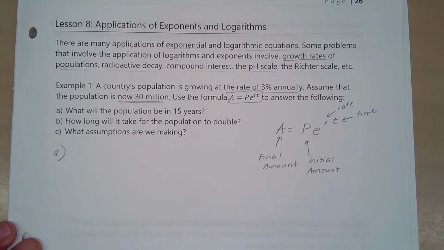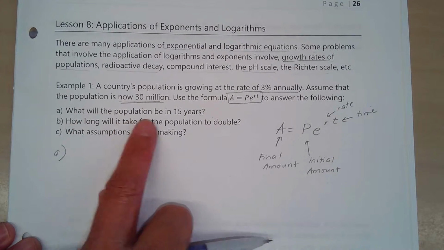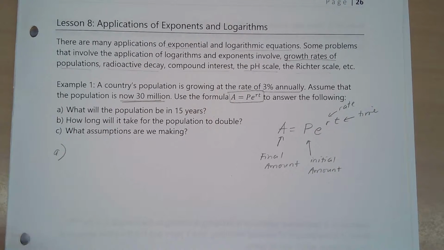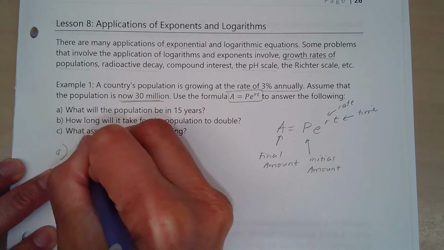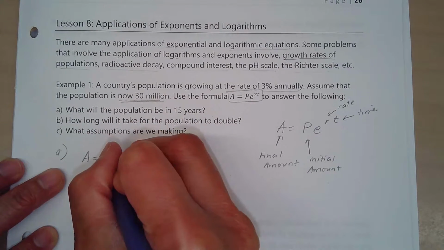Okay. So the question here is, what will the population be in 15 years? So what are we looking for in here? We have the P, the R, and we're given the T. We're looking for the A, because now it's 30 million, but we want to know how many there will be 15 years from now, since the population is growing. So yeah, we're looking for A here.